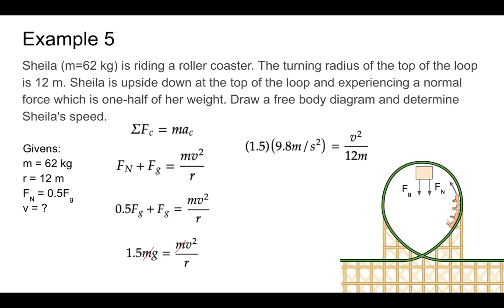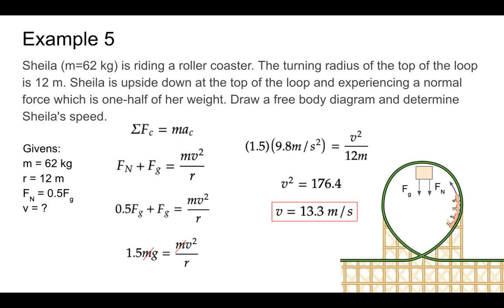And we end up getting 1.5 times acceleration of gravity, which is 9.8 meters per second squared, equals velocity squared divided by the radius, which was 12 meters. I'm going to multiply 1.5 times 9.8 and also multiply that by 12 meters to get rid of that on the denominator on the right-hand side. We end up getting velocity squared is equal to 176.4, and then we will take the square root of both sides to get a velocity of 13.3 meters per second.